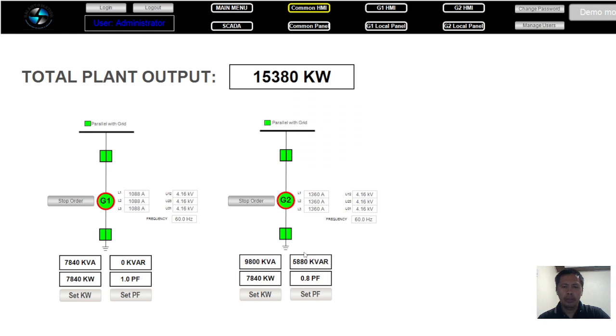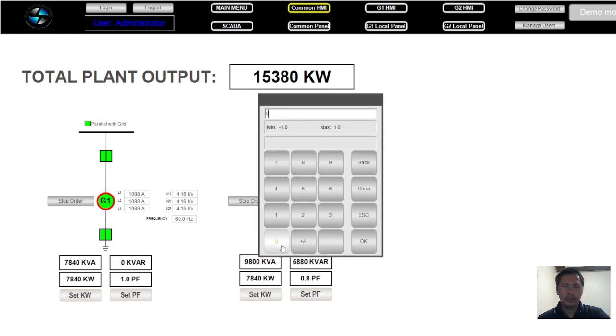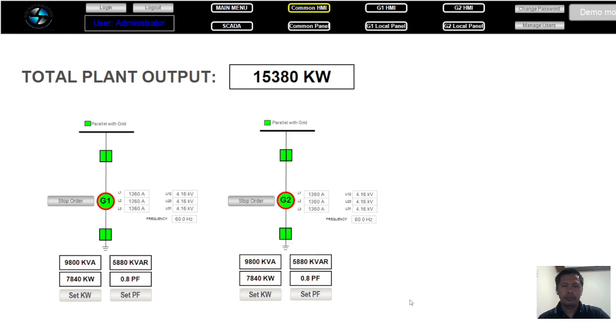So now the maximum kVAR, the power factor is 0.8. Maximize. So now this, the total plant output is on the SCADA.